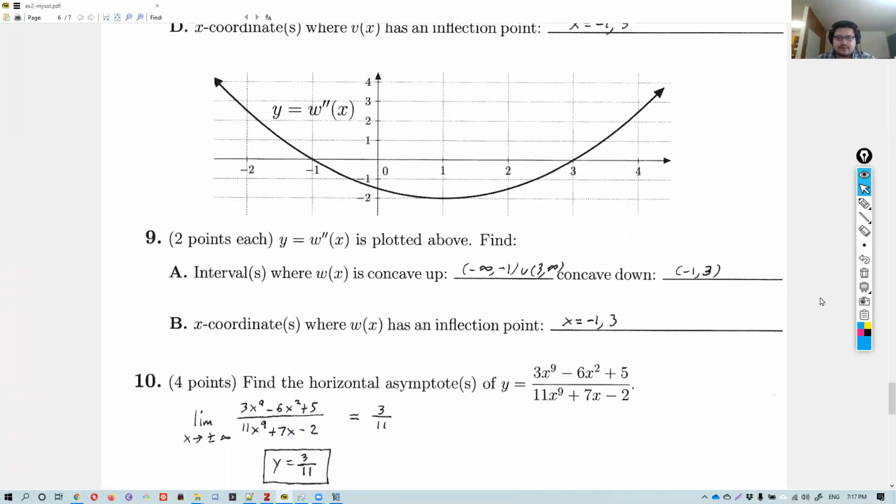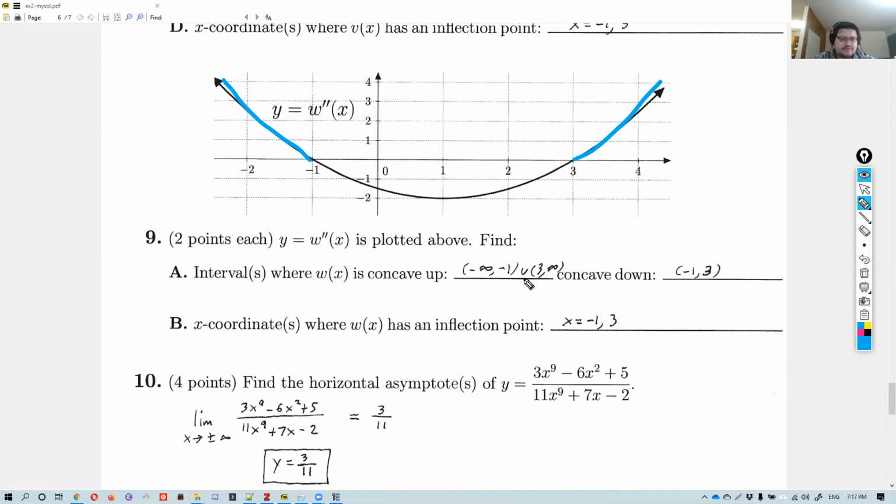Next, we have a second derivative function. We have the second derivative W sketched for us, and we have to read information off of that. So firstly, it's asking about concavity. The second derivative, W double prime, is measuring concavity. So it's concave up if the second derivative is positive. That's where this graph is positive, which is in these two regions. So we have minus infinity to minus one, and also from 3 to infinity.